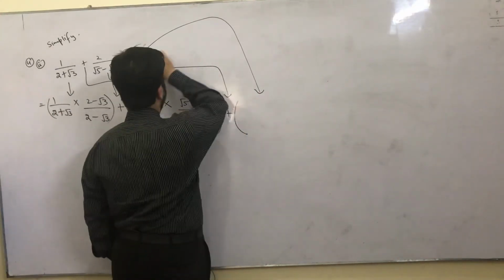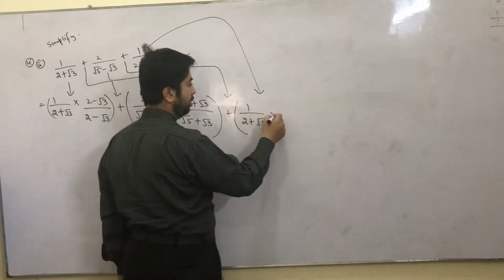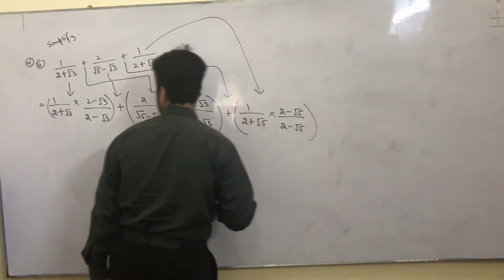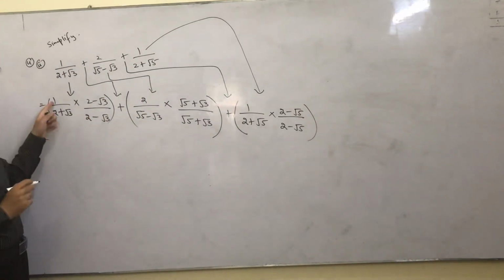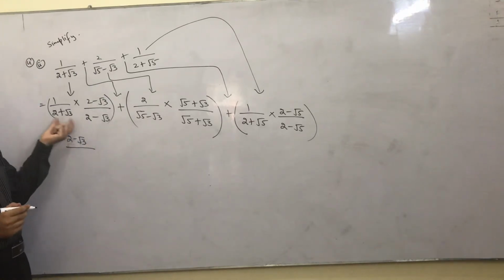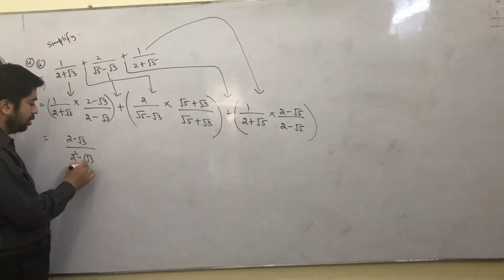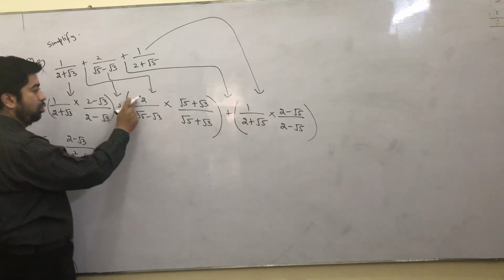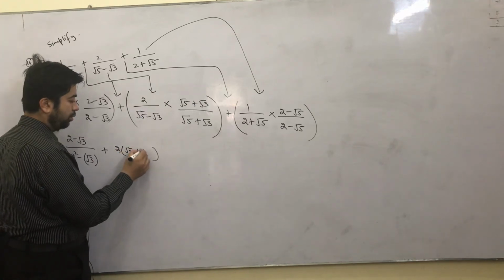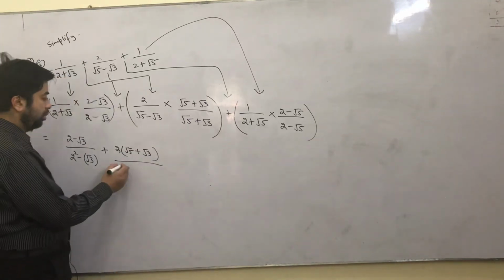So for 1 over 2 plus √5, its conjugate is 2 minus √5, in numerator and denominator. Now multiply numerator with numerator, that is 2 minus √3, and denominator with denominator. You see the formula (a plus b)(a minus b) gives a square minus b square, like 2 square minus √3 square. After that, the plus sign, and 2 is going to multiply with √5 plus √3, and in the denominator it is (a minus b)(a plus b), that is a square minus b square.